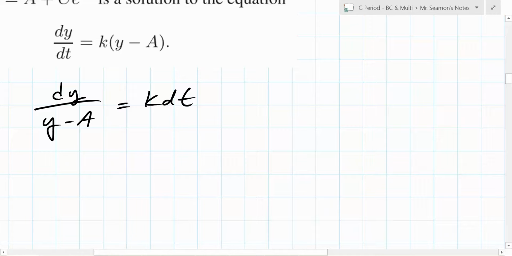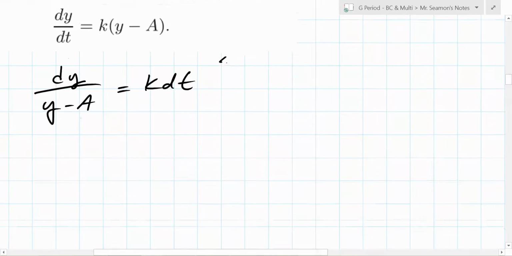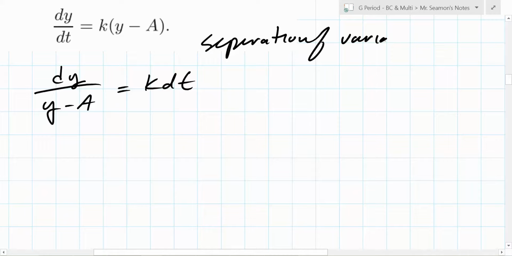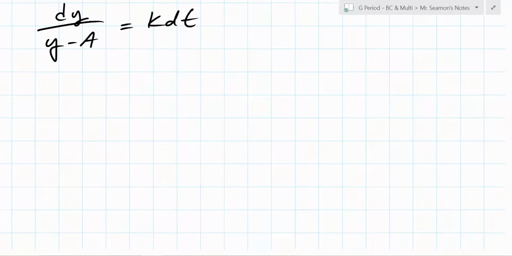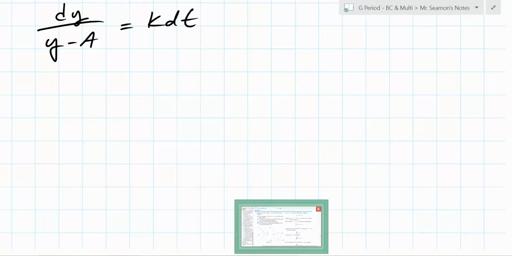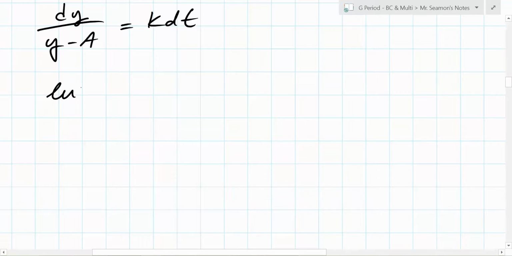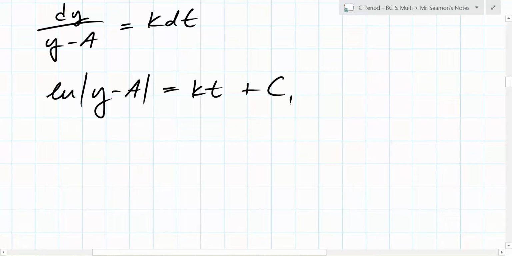Now what can you do? You can integrate now. What did we just do? Does anybody remember what this is called? It begins with an S. Separation of variables. This is important. So now we can integrate. If I integrate the left, what does the left become? The natural log of the absolute value of y minus a. Equals what? kt plus some constant. I'll call it c1.